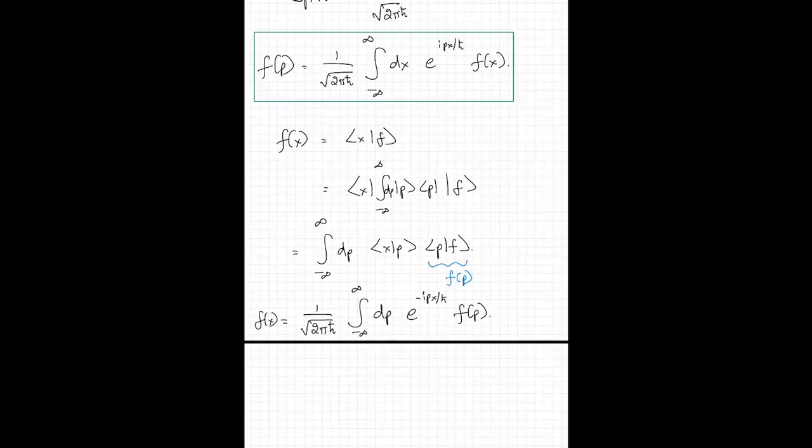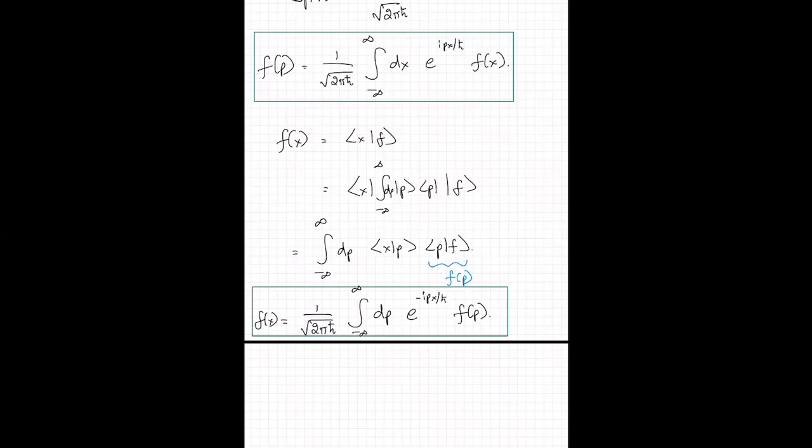Okay, so these two relations basically tell you that if I know the components of the vector in the x basis, I can easily know what the components of the same vector are in the p basis. And f of p is said to be the Fourier transform of f of x, and f of x is said to be the inverse Fourier transform of f of p.